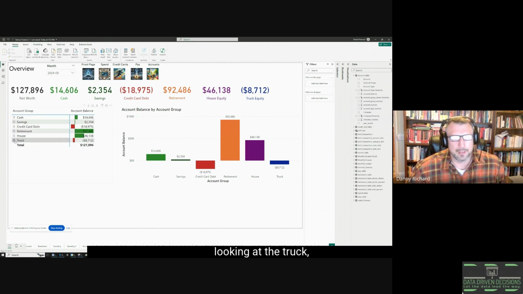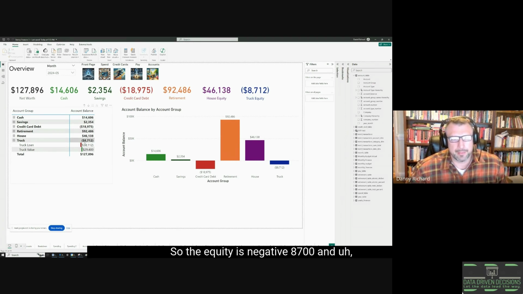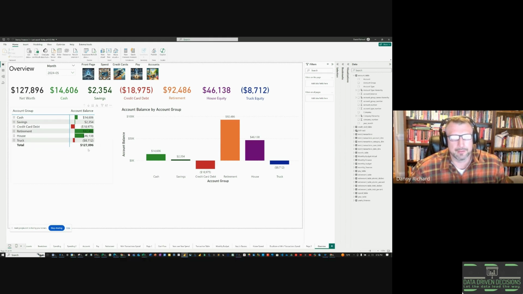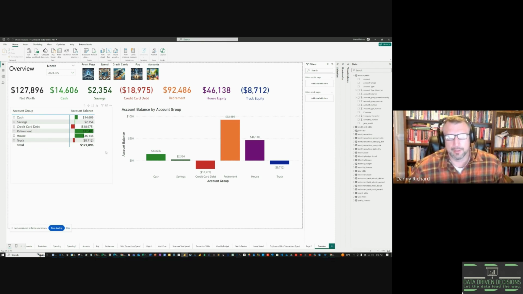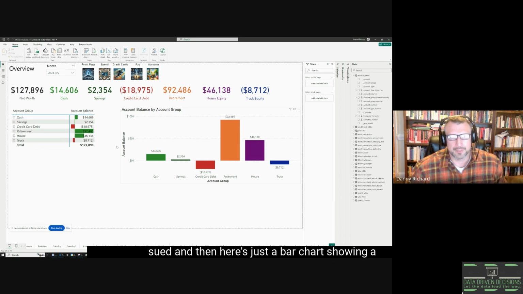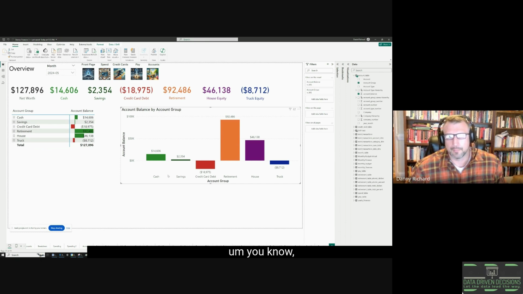Now looking at the truck, the loan is at 38,000, whereas the value is 29. So the equity is negative 8,700. And that total right there is the same as that net worth. It's additive. That's what's nice about this account table. This is a fully additive table. Everything can be summed. And then here's just a bar chart showing the six buckets and their account values.